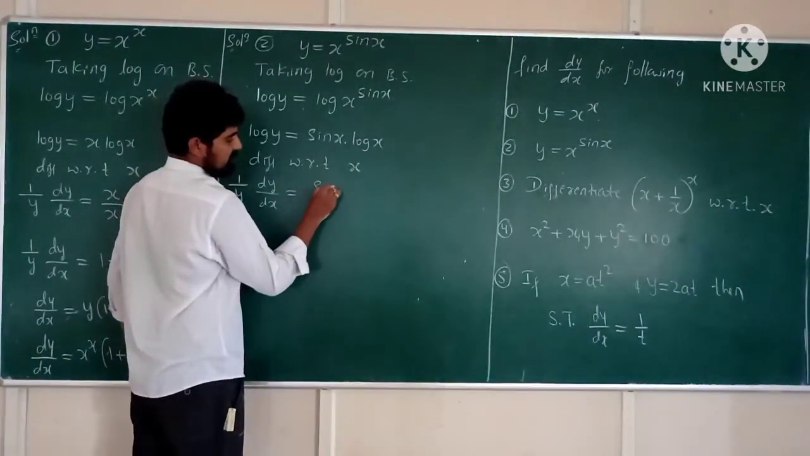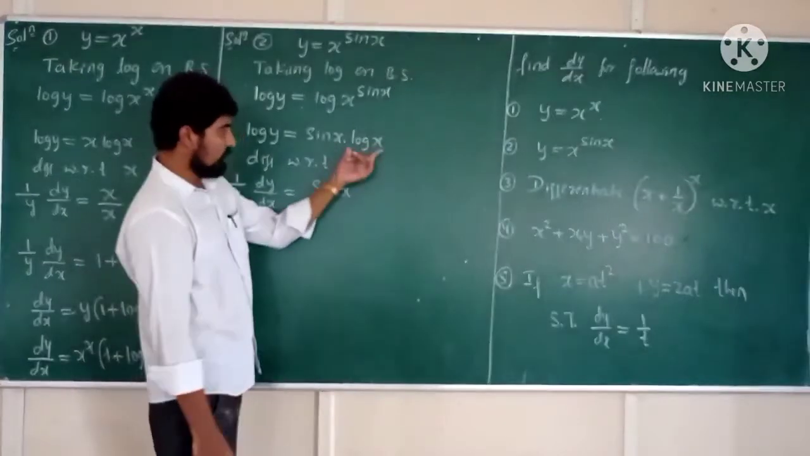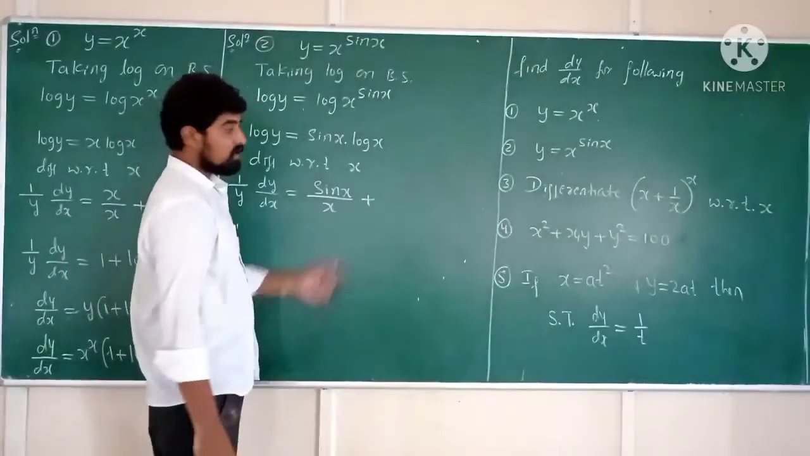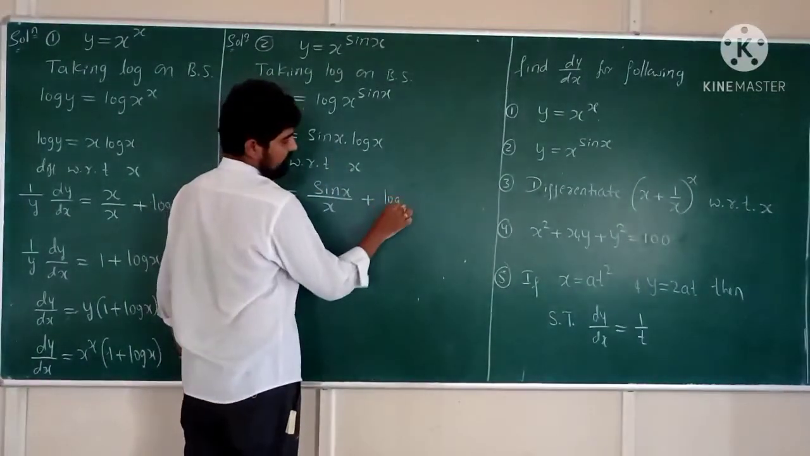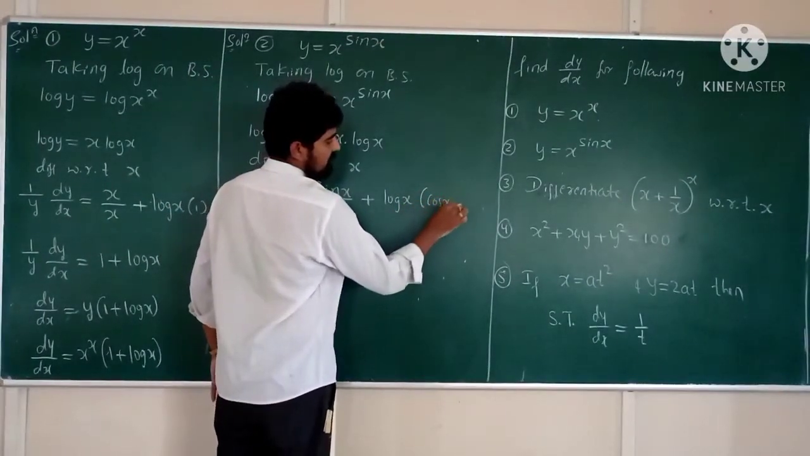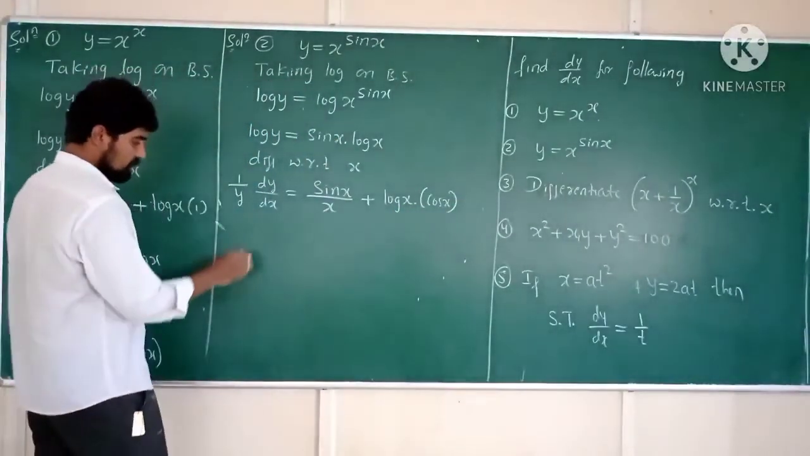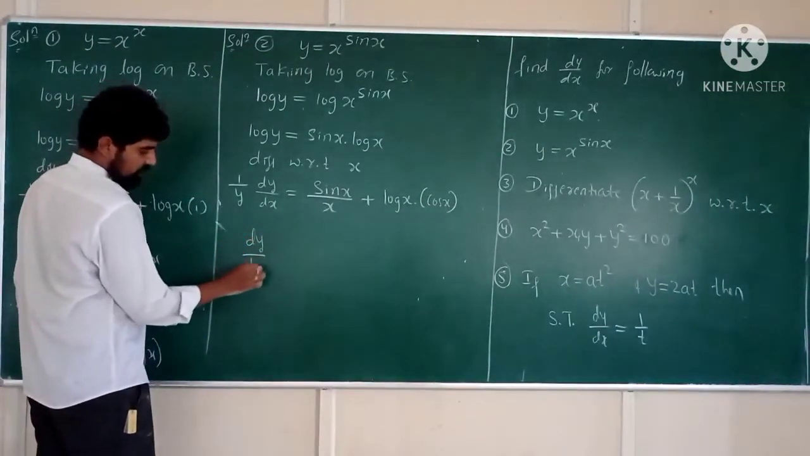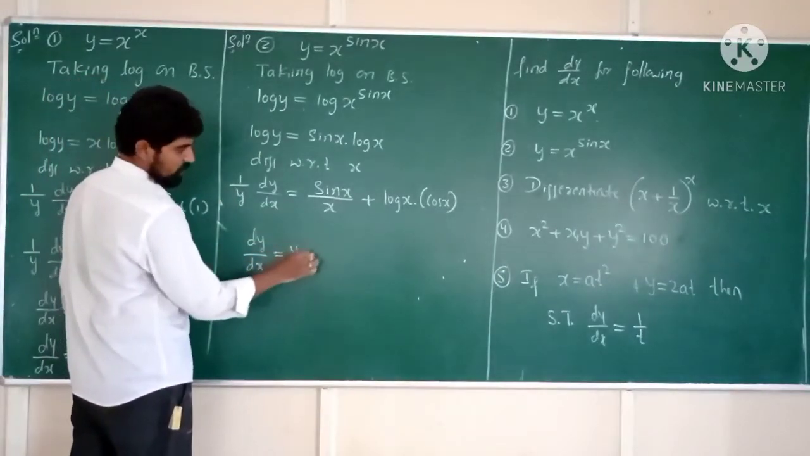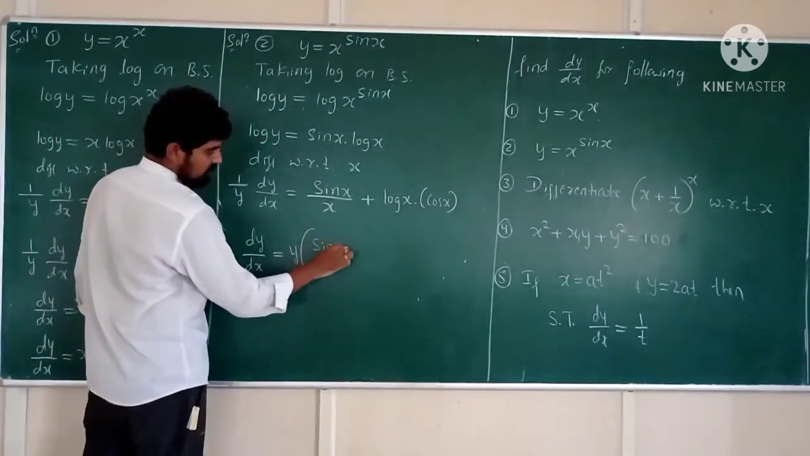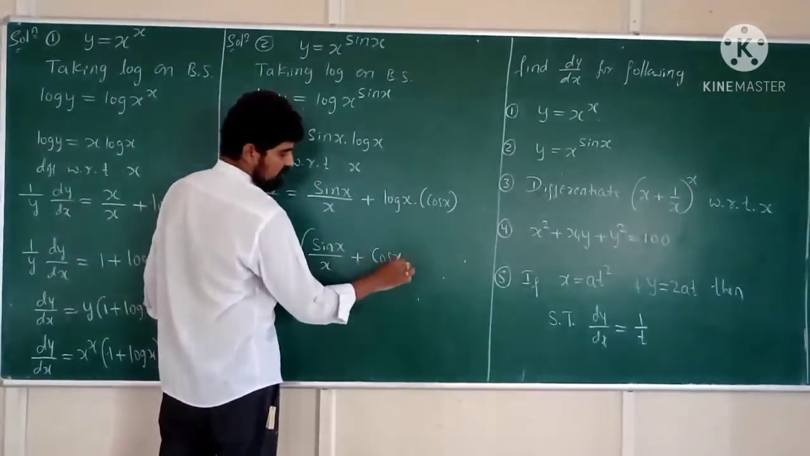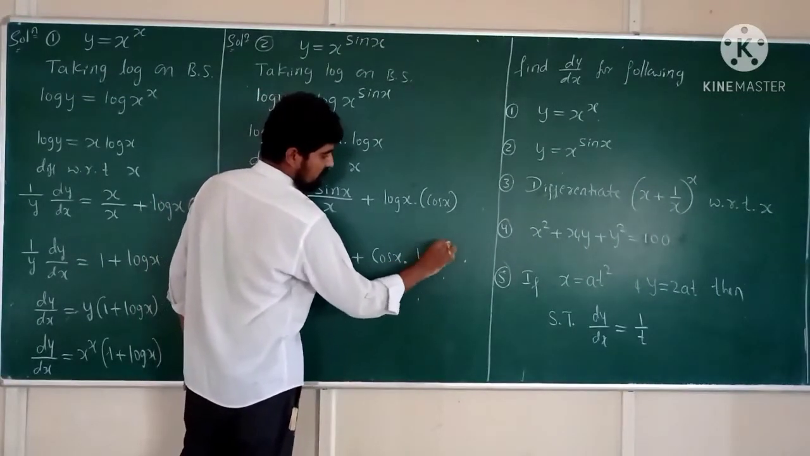Sin x as it is into the derivative of log x with respect to x, which is 1 by x, plus log x as it is into the derivative of sin x with respect to x, which is cos x. Therefore the value of dy by dx is equal to, shift this 1 by y towards the right hand side, it becomes y into sin x divided by x plus cos x into log x.